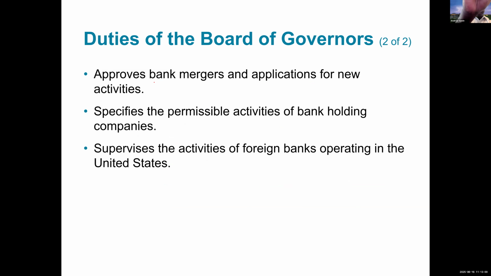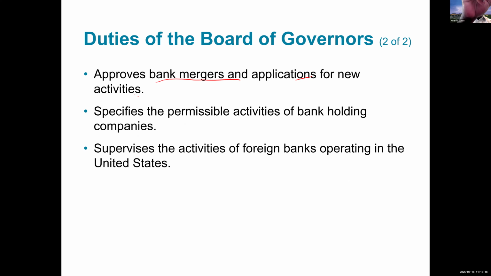And then they approve bank mergers and applications for new activities. So if two banks apply for a merger, that application is going to go through the district branch. But the final approval, whether two banks have to merge to become one bank, rests with the Board of Governors. That's where the final approval is.